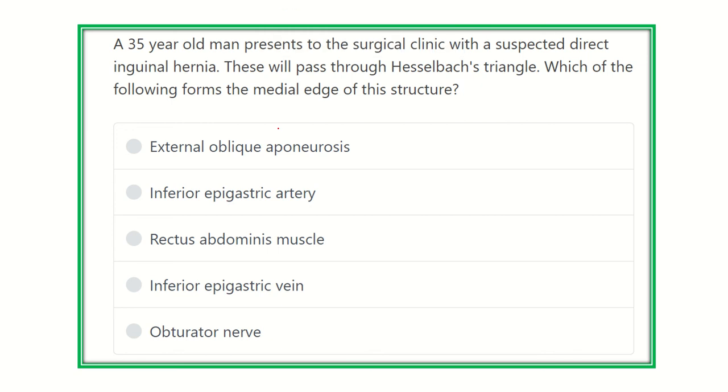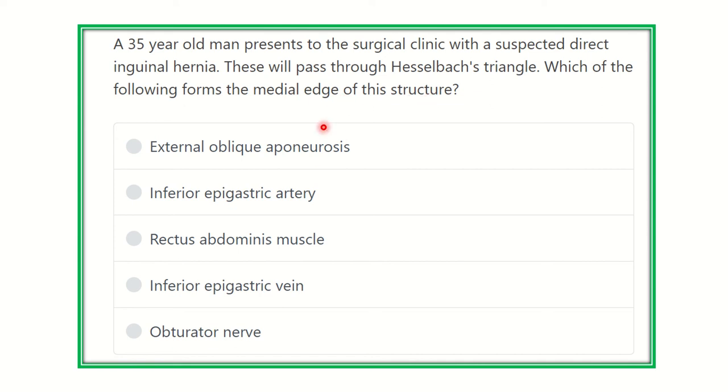Welcome to another question and answer session for MRCS exam. Here is the question. First of all, read the question very carefully. Here we can see a 35 years old man present to the surgical clinic with a suspected direct inguinal hernia. This will pass through the Hesselbach triangle. Which of the following form the medial ends of this structure?